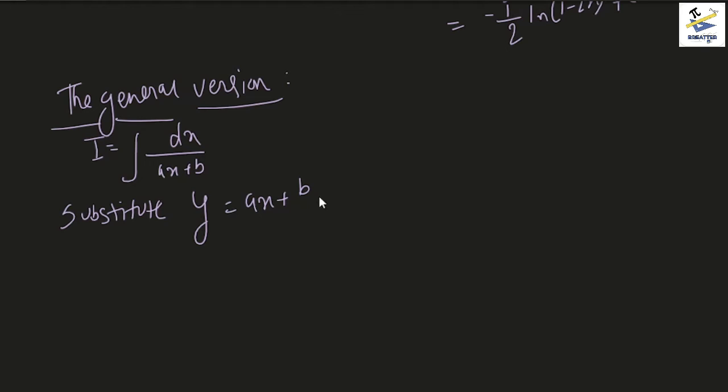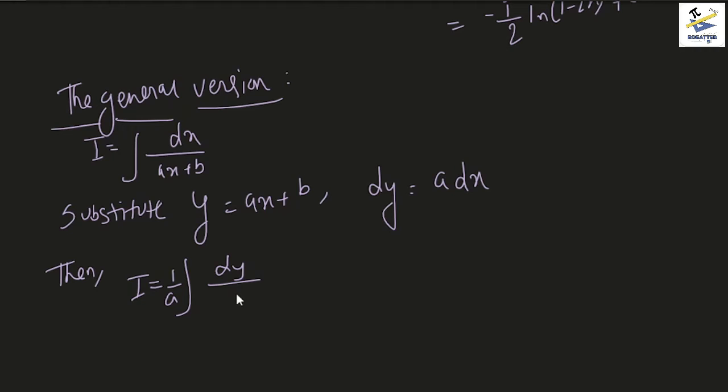Now when we substitute y equals ax plus b, we have dy equals a into dx, right? Then I should be equal to the integral of dx, which is dy by a, so put 1 by a outside, dy here, and this should be y. So this would give you 1 by a ln of y plus c, and if you put back the value, it would give you 1 by a ln of ax plus b plus c, which is the answer.